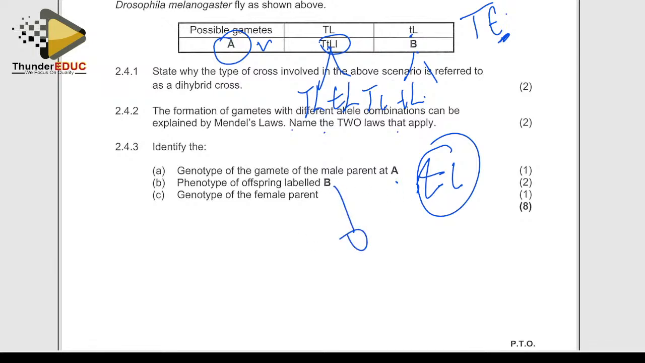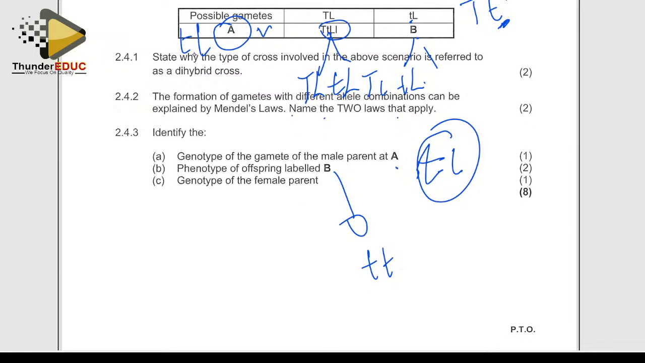Then the genotype of offspring B. Since I know this, capital T, small t, small l, I'm going to say capital T, small t, small t. And then it's going to be small l, capital L. So that is Mendel's law of dominance, meaning that if the dominant allele is there, a recessive allele can't express. And then you start with the capital letter. So that is the genotype for individual B.